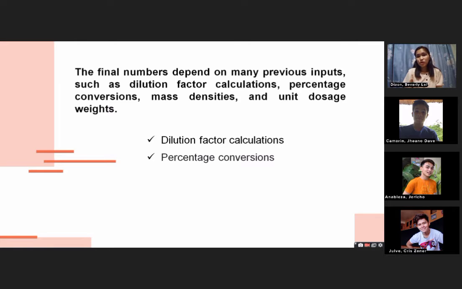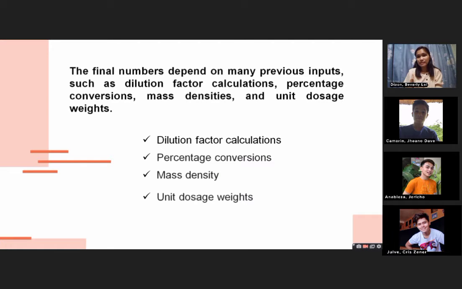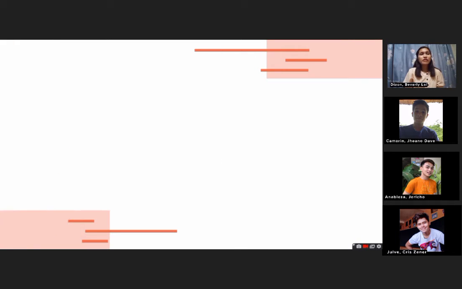Converting from a decimal to a percentage is done by multiplying the decimal value by 100 and adding a percent sign. Mass density is a representation of the amount of mass, or the number of particles of a substance, material, or object in relation to the space. Unit dosage weights: the body weight used for calculating the appropriate dosage of a medication for those whose weight exceeds the usual average range. For the next slides, we have here Mr. Camarin to explain it to you.